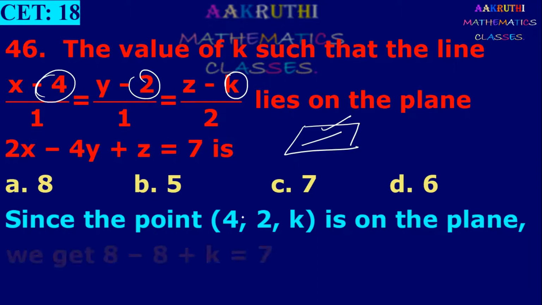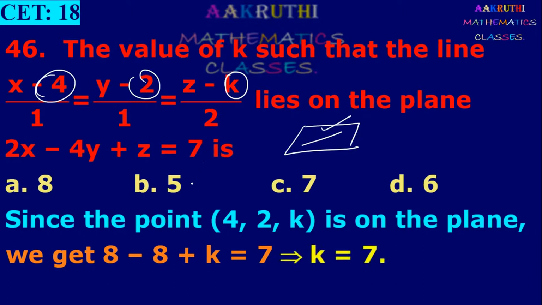So we can substitute x equal to 4, y equal to 2 and z equal to k. So we get 2 into 4, 8, and 4 into 2, 8. That is 8 minus 8 plus k equal to 7. So this implies k equal to 7, which is option C. Since this line is on the plane, this point (4, 2, k) is also on the plane, so we get k equal to 7.